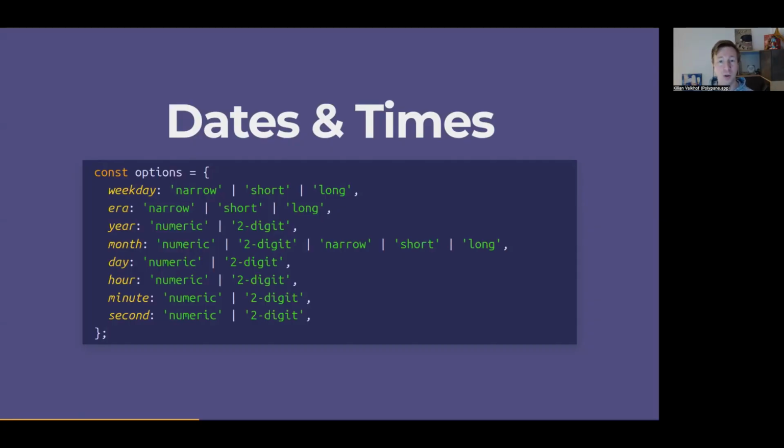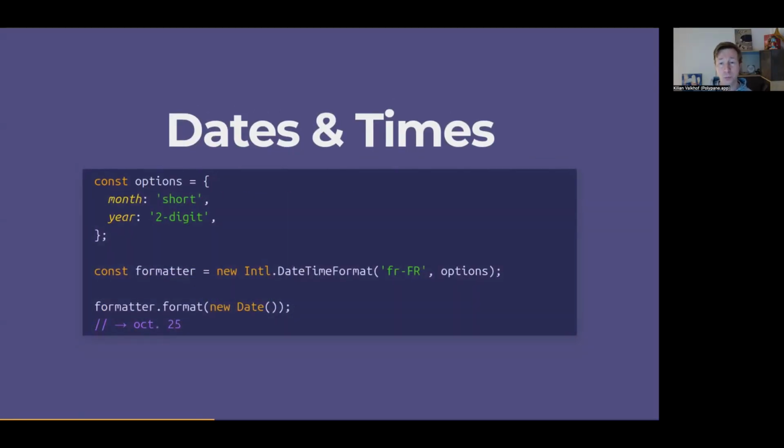If we take September, for example, numeric would be the number 9 because September is the 9th month. 2-digit would be 09 because 2-digit will make sure that there's always 2 digits so that each month is the same number of digits. Narrow would be the letter S, short would be Sep, and long would be September. So depending on your needs, the browser can figure out the ideal length for your date format.